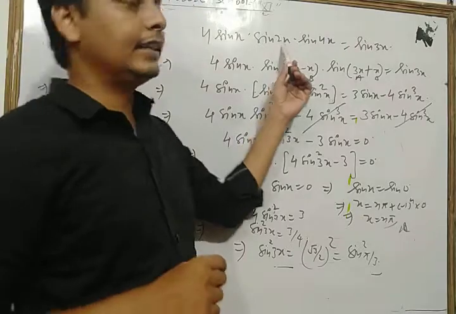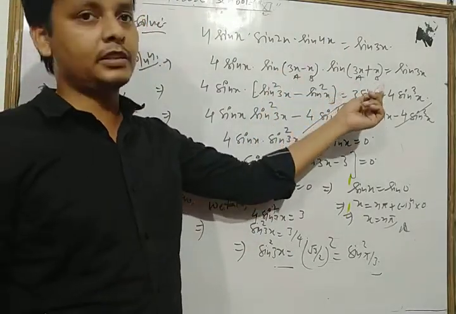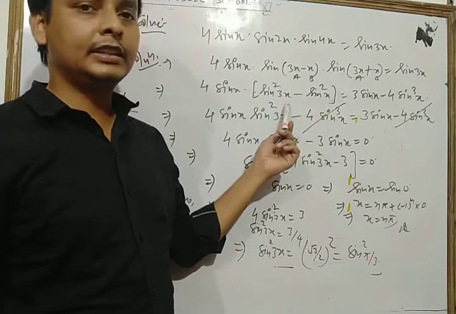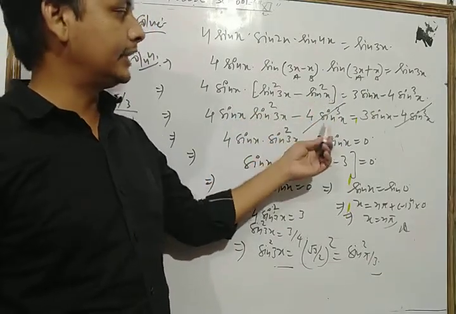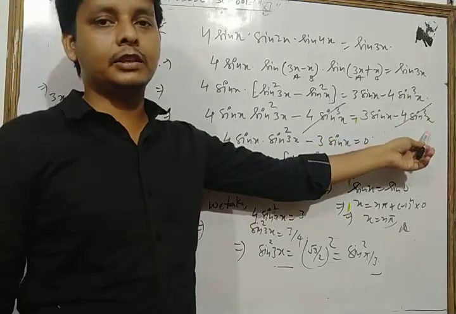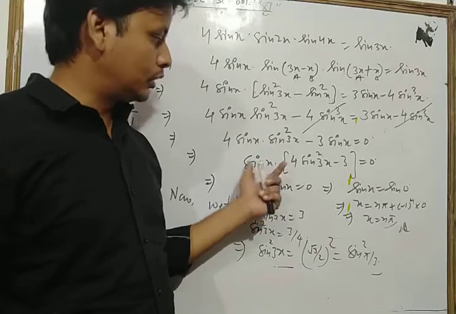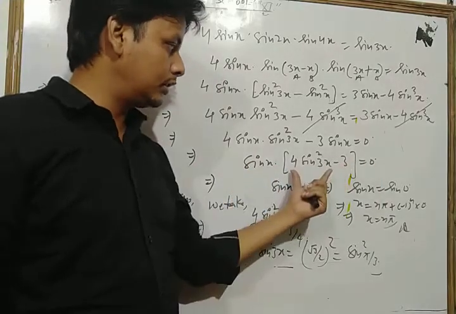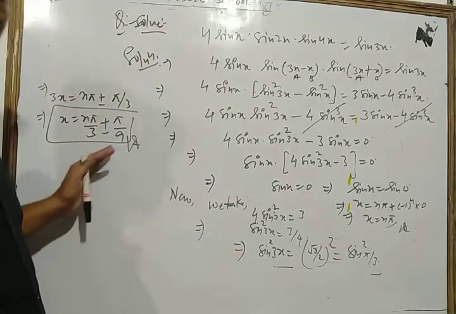First we write sin 2x as 3x minus x, and here we write sin of 3x plus x. This is the identity of that. After that we multiply, we break the brackets, and this term cancels with that term. So we get this. Now sin x is common here. So we take sin x is equal to 0, now we take this is equal to 0, and in this way we solve that equation.